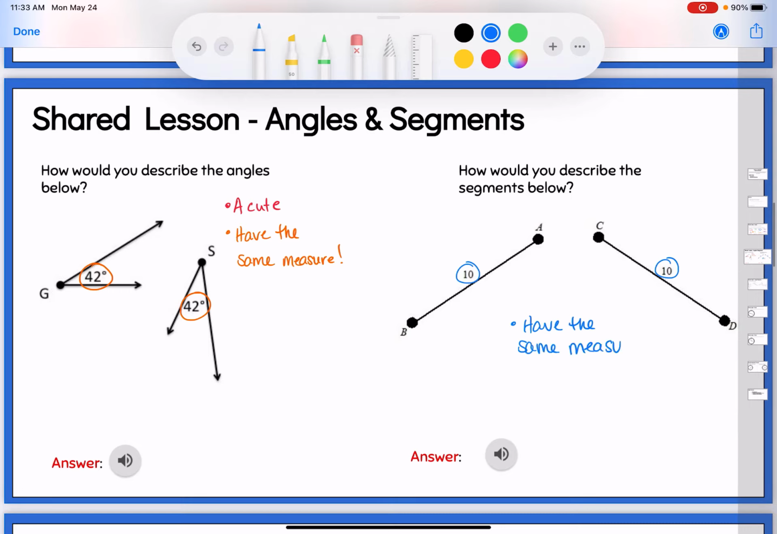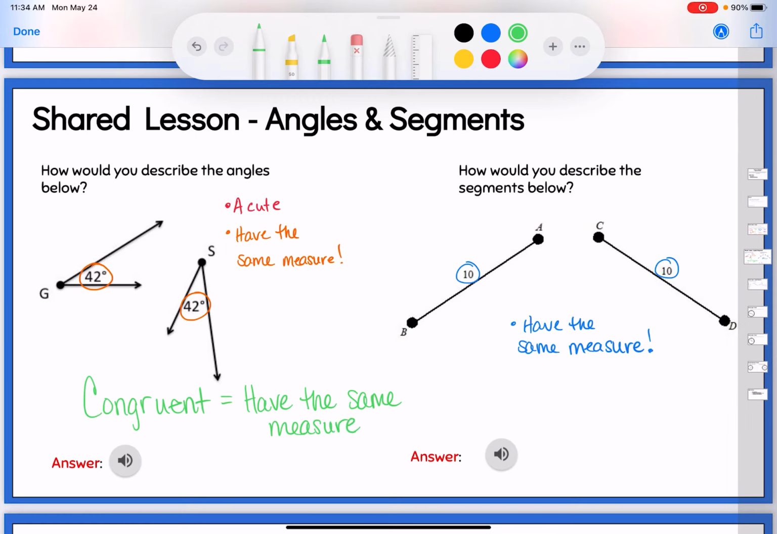Now, in geometry, we have a very special word that we use when we have two things that have the same measure, and we use it a lot. This word is called congruent. So two things are congruent if they have the same measure. All right, so I'm just going to write this down: have the same measure.